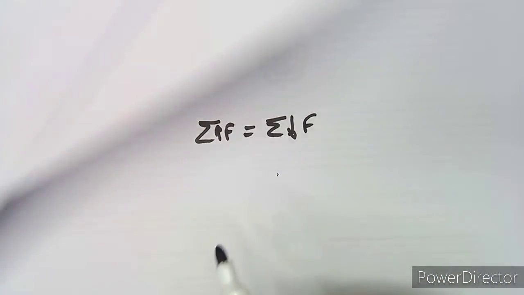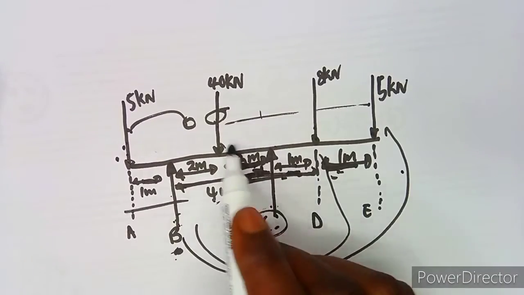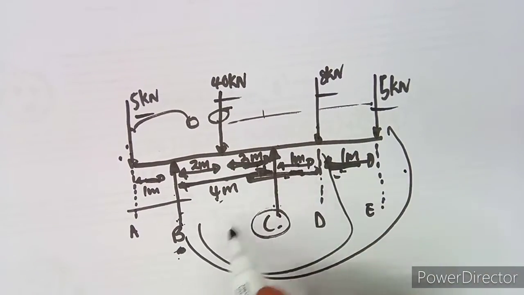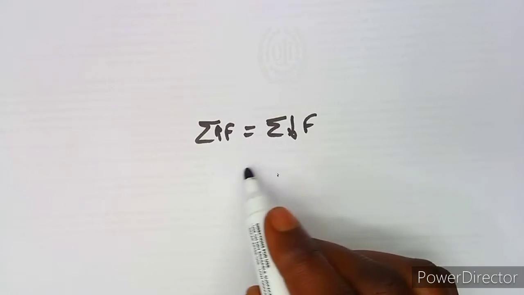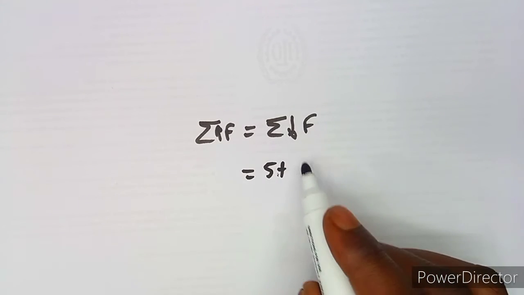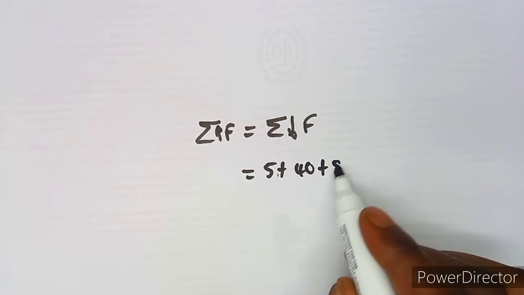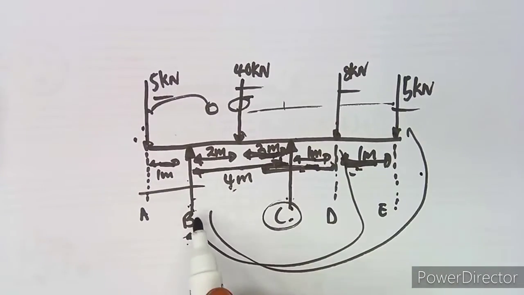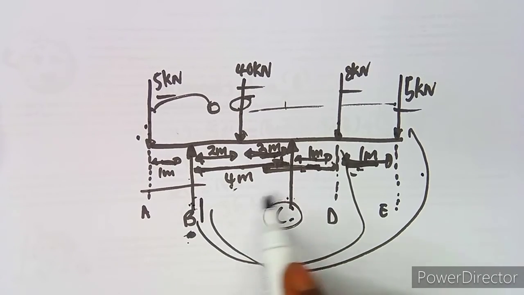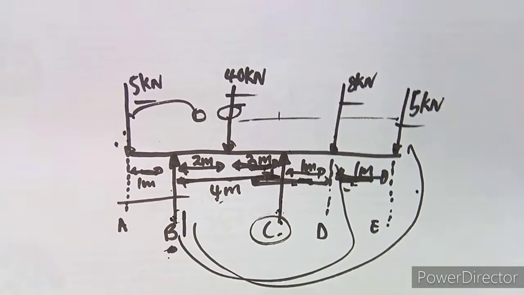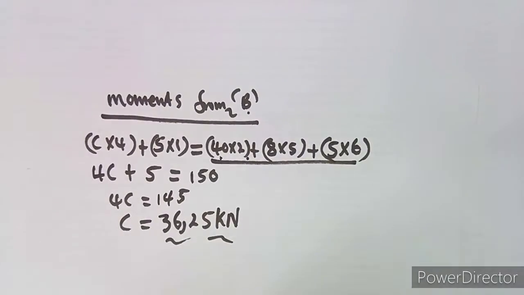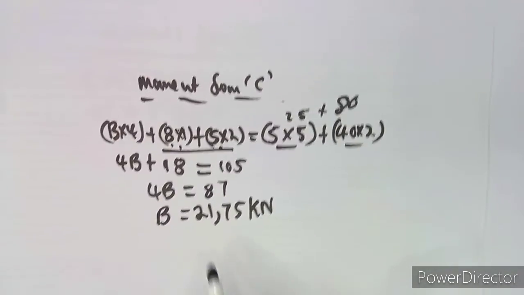So you can actually use this concept. These are the downward forces that we are having, 5, 40, 8 and 5. These are the forces which are actually going downward. So you can add these ones, 5 plus 40 plus 8 plus 5. These are the downward forces. They must be equal to the upward forces, which means B and what? B and C. So if we add B and C together, we must obtain these. These two should give us the same.